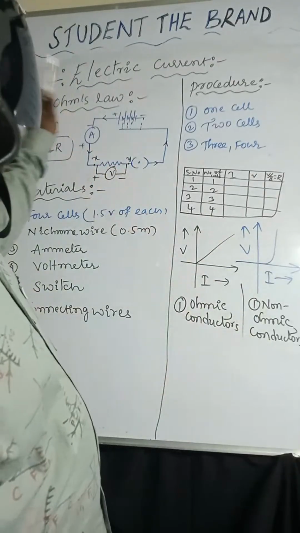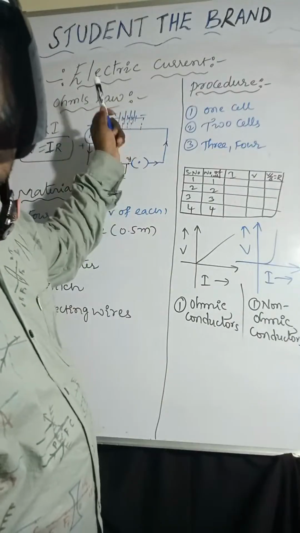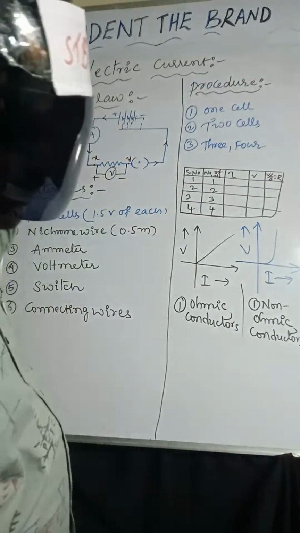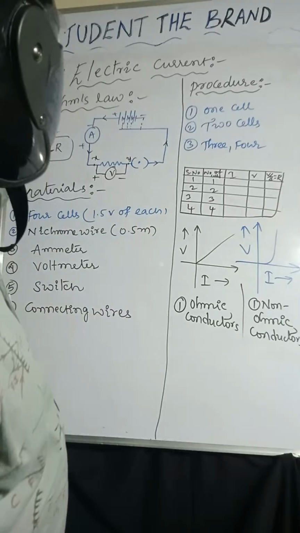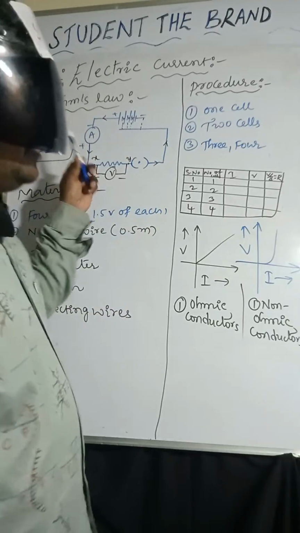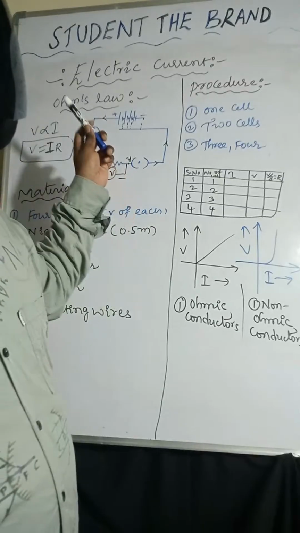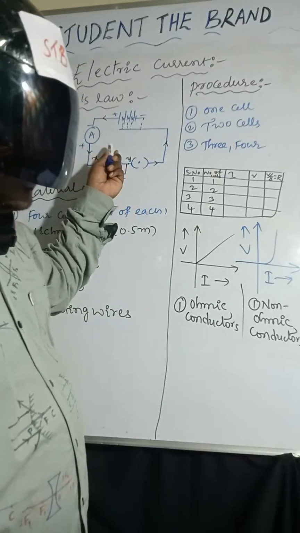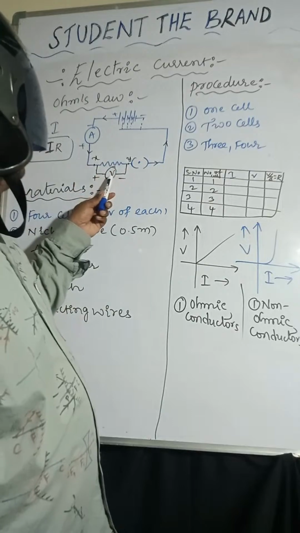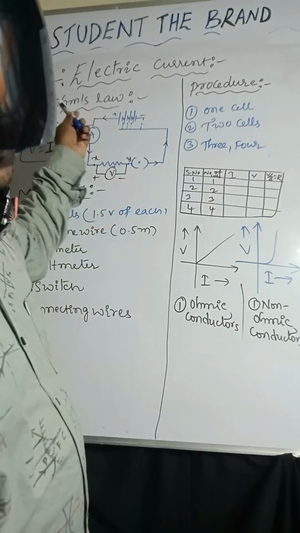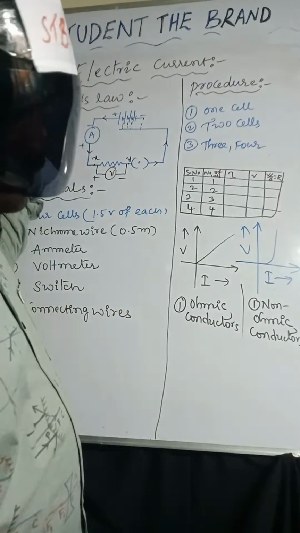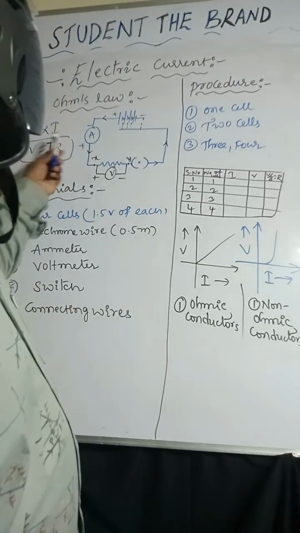Once again I will explain Ohm's law. Just focus on it. Here you can see Ohm's law, V is directly proportional to I. The potential difference across the ends of the given metallic conductor is directly proportional to the current flowing through it at a constant temperature. V is directly proportional to I, V equal to IR.